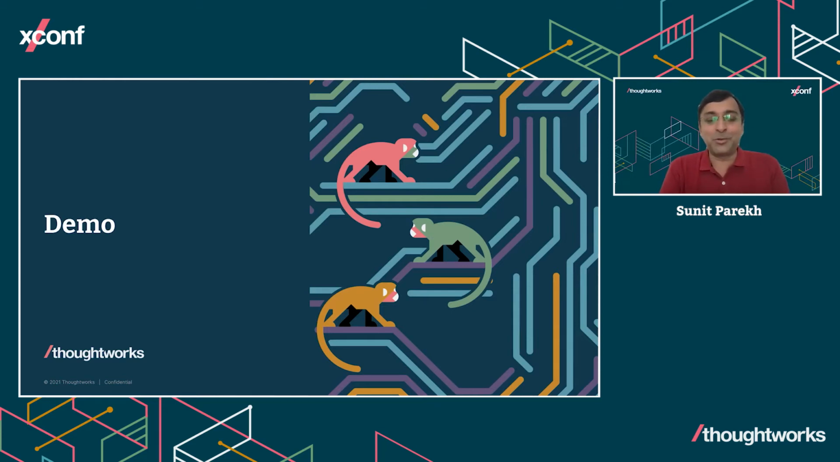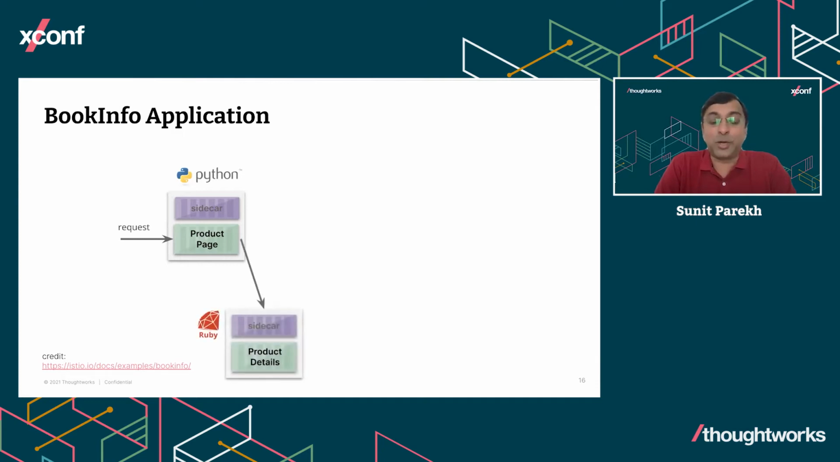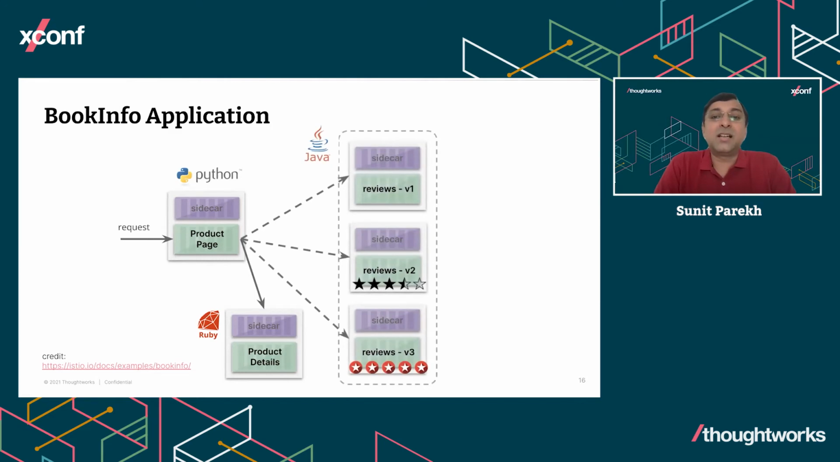But before we jump into the demo, let me first tell you the application that we are using for the demo. This is the classical BookInfo application written by the Istio service mesh people. So let's look at that first. In this BookInfo application, we have the main page, which is a product page, written in Python, followed by the product page calling product details to get the product details as another microservice, which is written in Ruby. Then we have another service, which is called product reviews. For this, we have 3 different versions: reviews 1, reviews 2, and reviews 3.